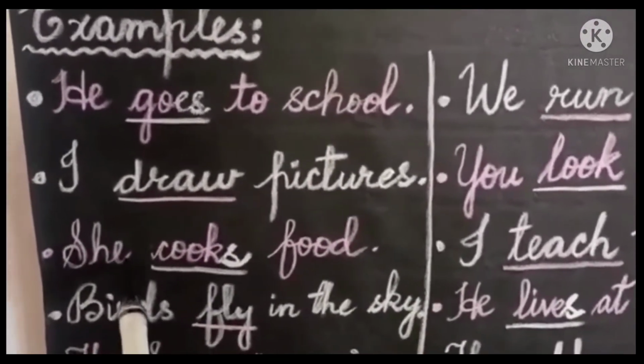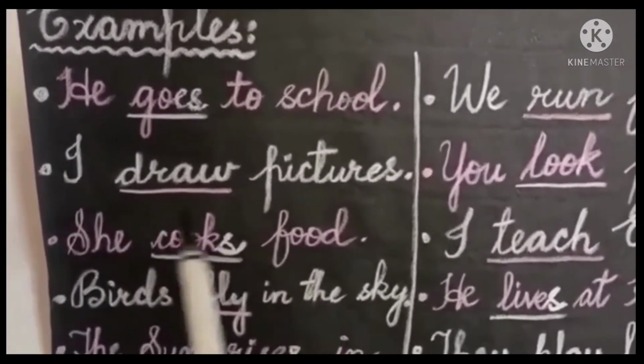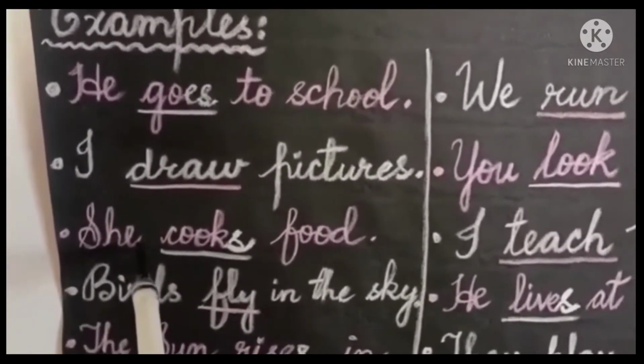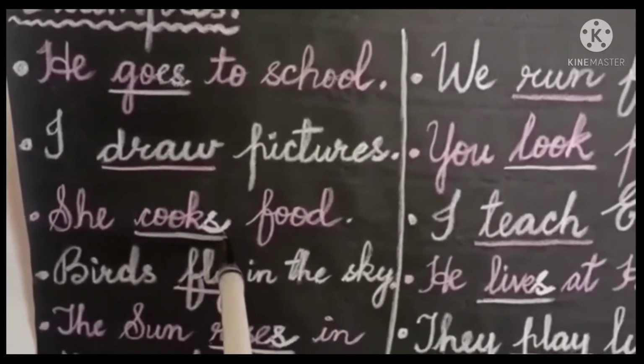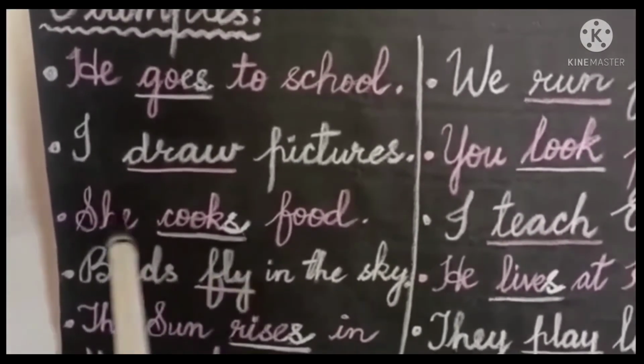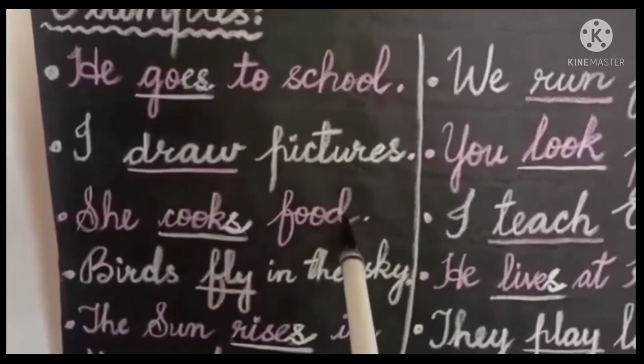Next example, she cooks food. She is used for a single female, and here you see the actual verb is cook, but we have added an s to it. Now it becomes a singular verb. So here, she cooks food.